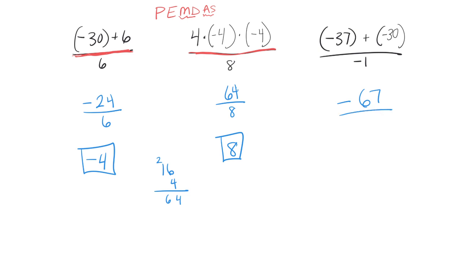Now I'm going to divide that by a negative 1. Okay, that part's not so hard. Dividing by 1 is just going to be a 67. But because I have an even number of negatives, it's going to be a positive 67.